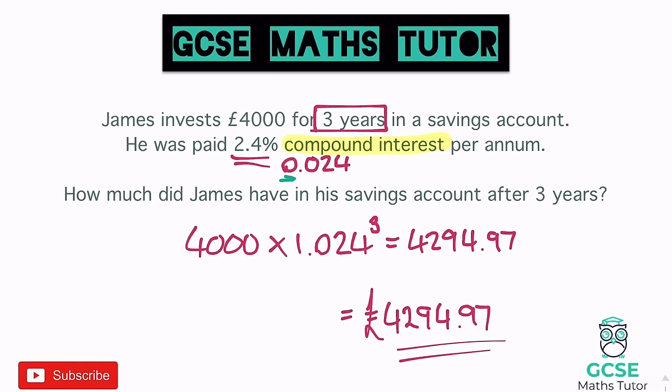Okay, so we take our starting amount, we multiply it there by our multiplier, not forgetting to add the one in. So 1.024 will add on 2.4%, and our little power there is the amount of years, or the amount of times we want to times by 1.024. Okay, let's have a look at another question.